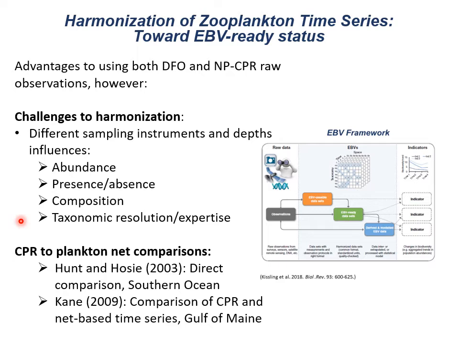So the condition of animals is not the same between the two programs, and some animals are not as easily identified given the way they were sampled. So there are some examples in literature of studies where they tried to reconcile CPR sampling to plankton net comparisons. A direct comparison was made by Hunt and Hosey in the Southern Ocean. And this was a directed study where they compared depth stratified net samples to the CPR and addressed where the greatest similarity and greatest differences exist in sampling.